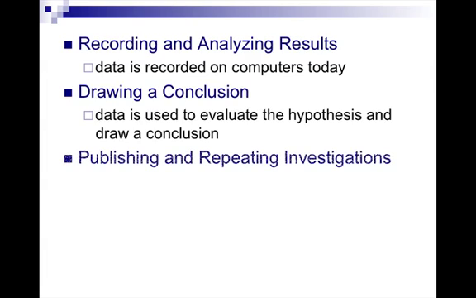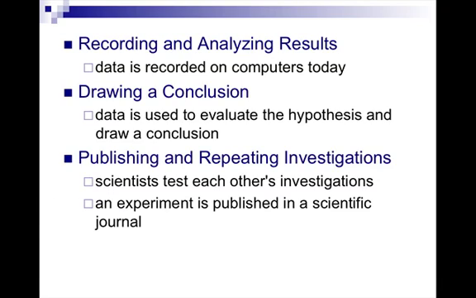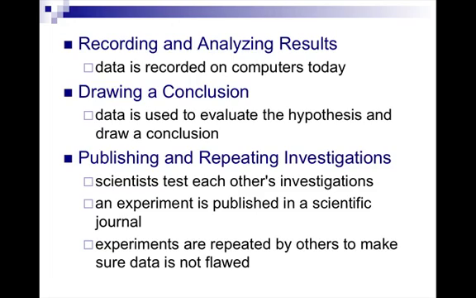And finally, we're then going to publish and possibly repeat our experiment. They repeat experiments over and over again in hopes to get similar results each time. Other scientists also are testing other places around the world, and they might look at one person's experiment to see if they got the same results. Experiments can then be published in a scientific journal for others to read, and experiments are repeated by others to make sure that the data is not flawed.